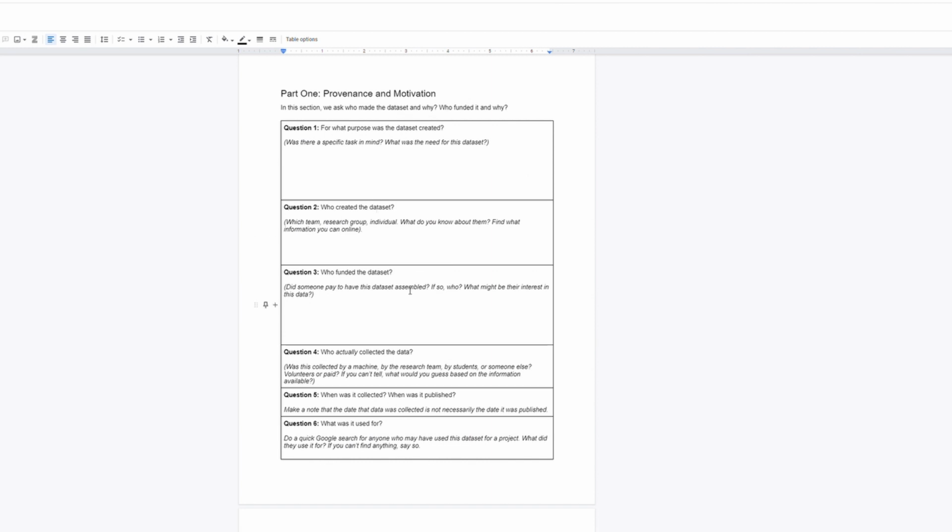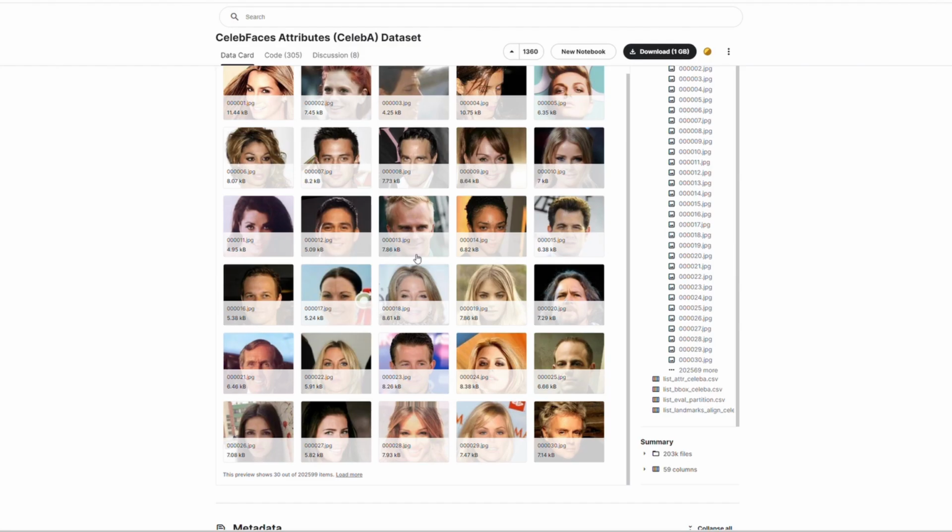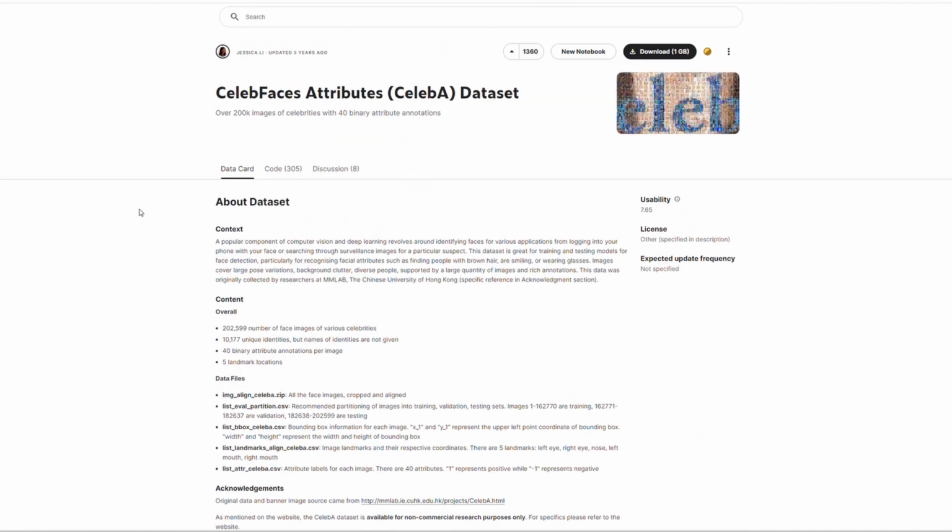So who created the data set? We answered that. Who funded the data set? We don't know, but it's from a university, so we could safely say that the university was responsible for this. Who actually collected it? Again, we don't know. They don't tell us. We don't know if the student team did this stuff or if it was machines that did this stuff. When was it collected? We saw 2015. When was it published? We scroll up here and we see up here 5 years ago. This was published in 2018. So this actually predates some of the GAN stuff that we saw, like thispersondoesnotexist.com.